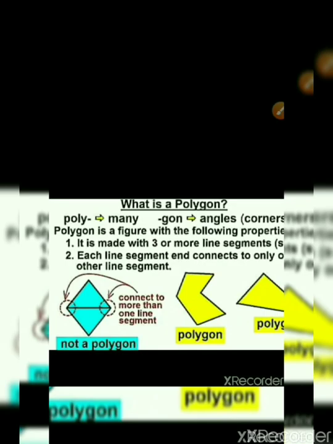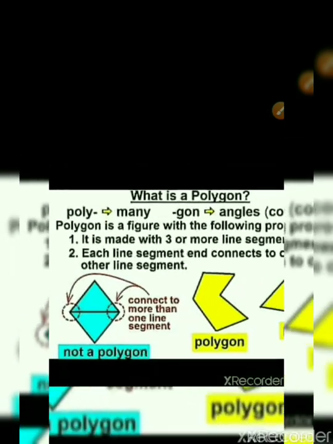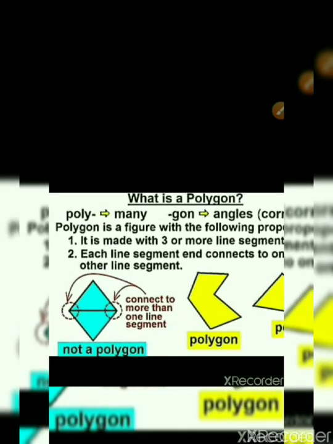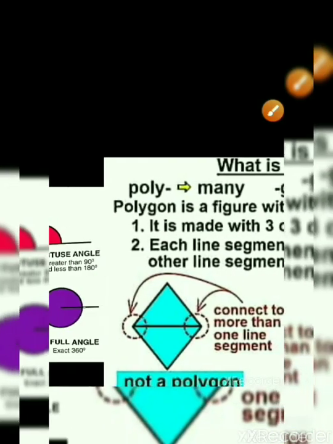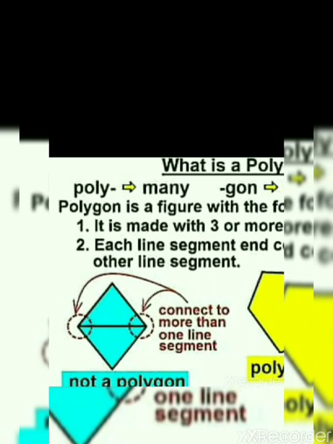Each line segment connects to only one line segment. Now in this diagram you can see, what is this? Is this a polygon? No, it is not a polygon. Why?